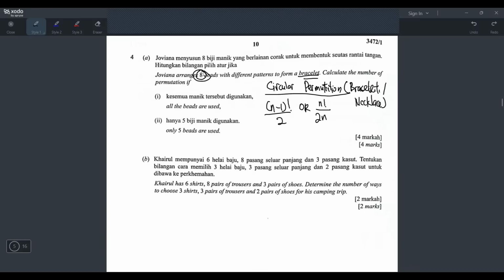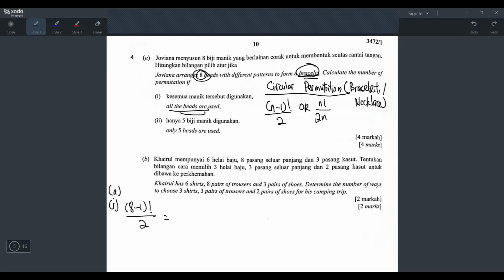So you want to arrange 8, right? So it will be 8 minus 1 factorial divide 2 because it's a bracelet. Okay, but then they say calculate the number of permutations if all the beads are used. So this one is very easy. You just use this formula, 8 minus 1 factorial and then divide 2. That's the answer. What if you want to use this formula, 8 factorial divide 2 times 8? Can also. You get the same answer. You can try yourself.